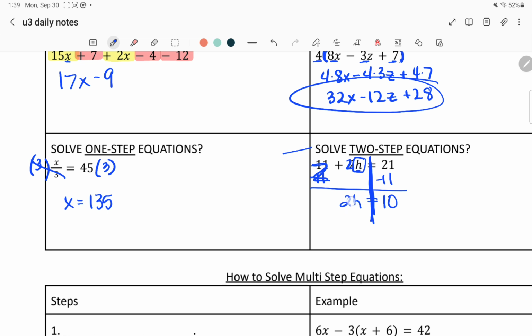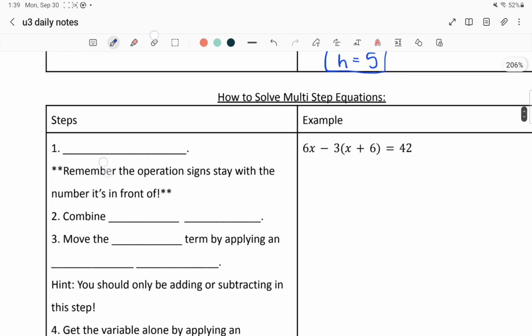And then 2h is the same as 2 times h. I'm going to undo multiplication by dividing. The 2's cancel out, and I'm left with h equals 10 divided by 2 is 5. Okay, we've been doing stuff like this on bell work. We've been doing stuff like this since day 1 of school. I feel like this should be just a really quick review, but we need all of this stuff for the rest of today. So here we go.